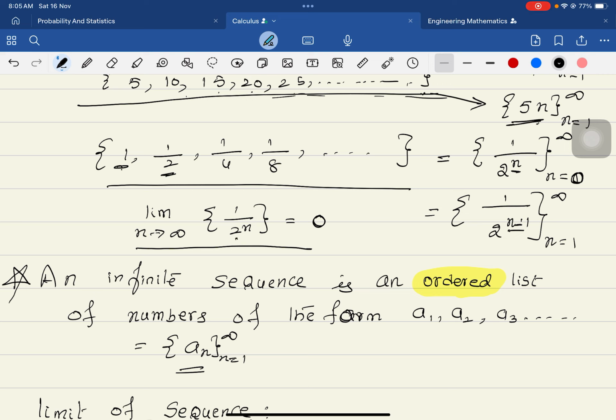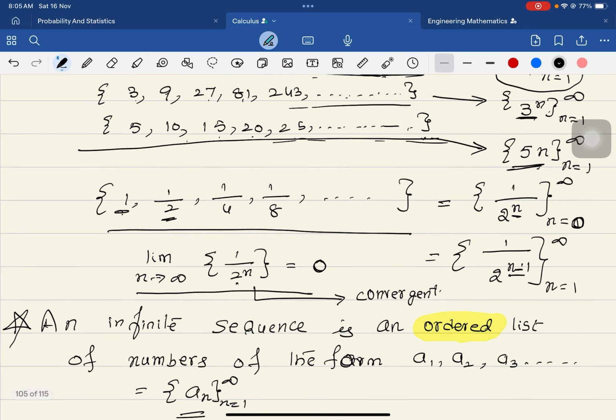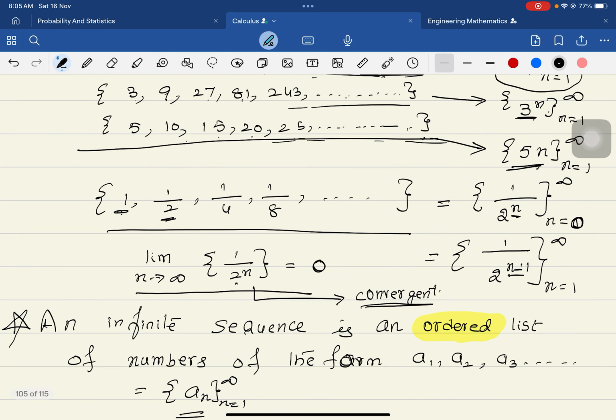So we can say that the sequence 1 by 2 power n is a convergent sequence. Why? Because we are able to find a limit which is finite. 0 is a finite number, correct? So the sequence 1 by 2 power n is a convergent sequence.